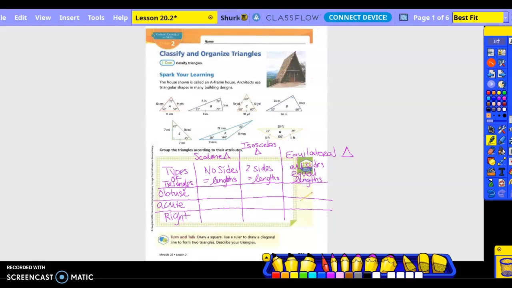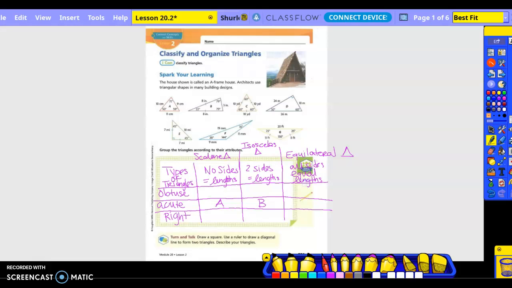Do we have any equal sides? No. And what are all the angles in there? Acute. So we are going to put that right here because it meets up with the acute and it meets up with the scalene, right? B. All the angles are what? Acute because they are all less than 90. Going down this middle column, what type of triangle is it? Isosceles because it has two equal sides, right? So letter B is going to go in here.